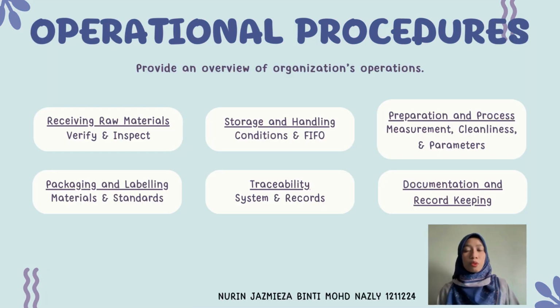Next, this session will provide an overview of one's organization. Back to basic, we will firstly receive the raw materials and handle and store it according to the terms and conditions and FIFO rules. Next, the preparation of the ingredients to the whole process of making the food before packaging and labeling for traceability system. And it is important to document all of the process and keep the records.